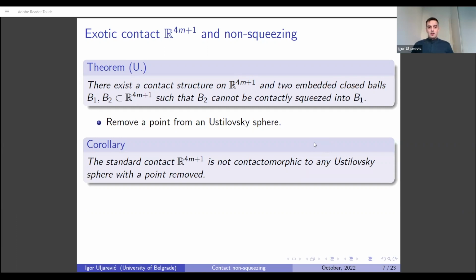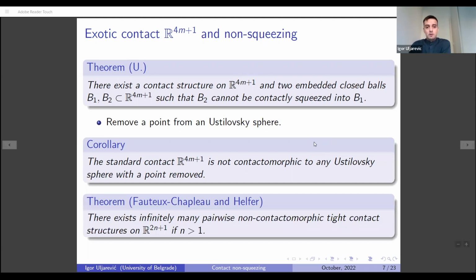Along these lines, I'd like to mention a result by Floer, Chaplot, and Helfer. They prove that there exist infinitely many pairwise non-contactomorphic tight contact structures on R^(2n+1) if n is bigger than 1. So the corollary is a special case of their theorem.